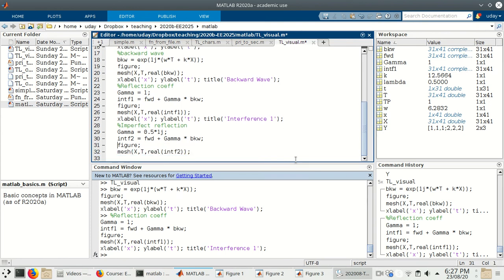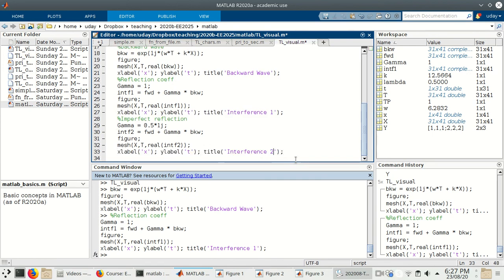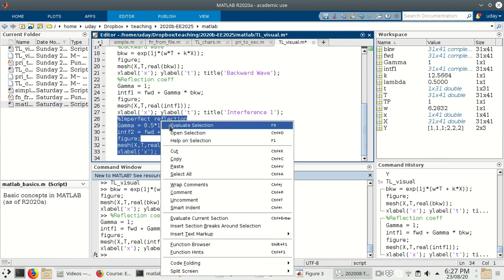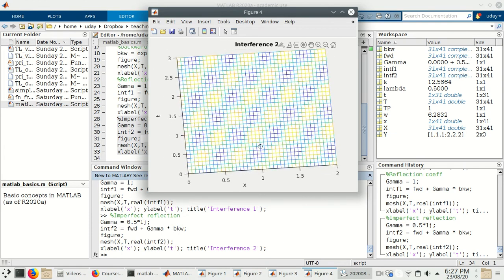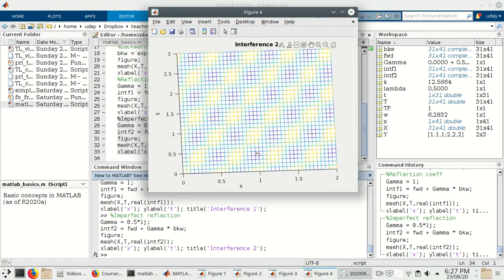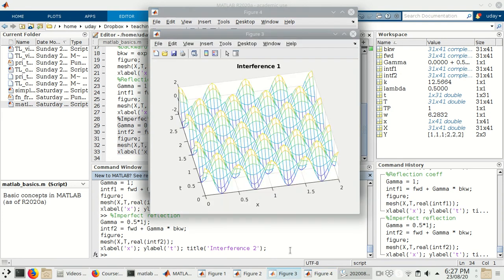Let's create a new figure, and let's basically write down whatever we had written down before. Okay, and let's just copy paste this, and let's call this interference 2. Right, so as before, we just need to run this part, and you can say evaluate selection. Let's see what we've got over here. So we've got a wave that looks different from our earlier figure over here.